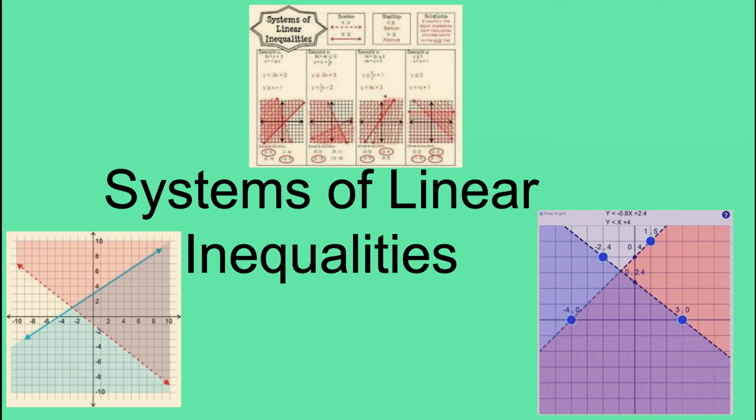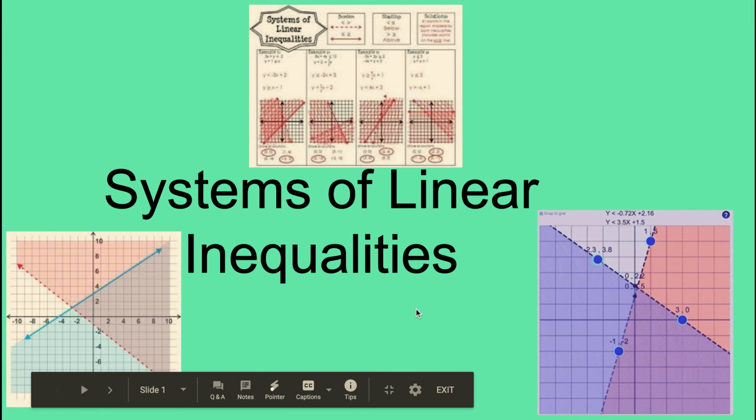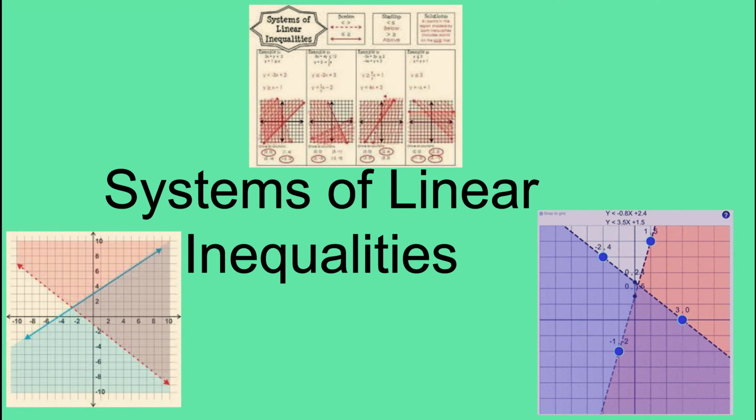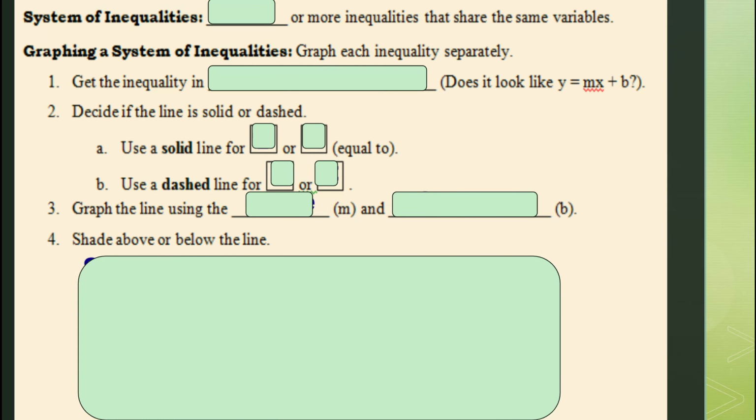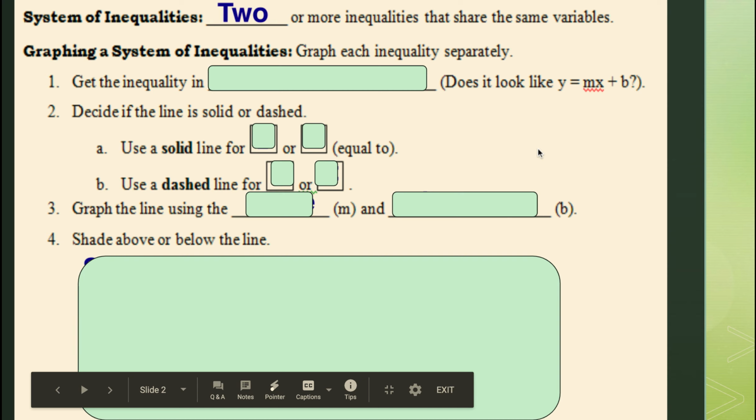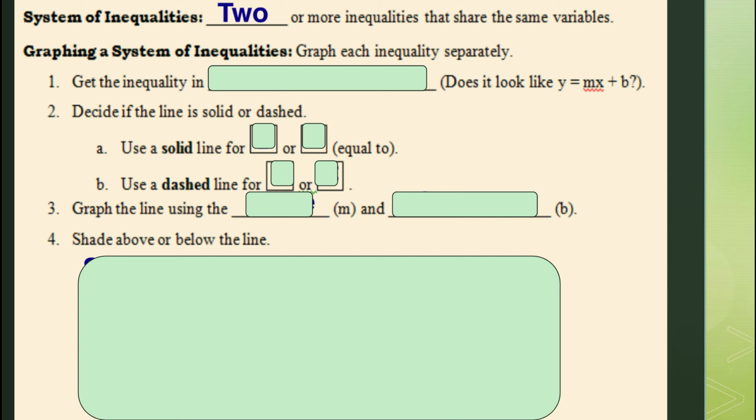So basically having boundaries, but that could also be a solid or a dashed, dotted line, but then also having shaded regions based off of each inequality that's written. So giving more conditions to a situation or a scenario that we might be in. So to start with, again, if we're going to deal with a system of inequalities, just like a system of equations, we're going to be dealing with two or more inequalities that share the same variables. Okay, two or more inequalities that share the same variables.